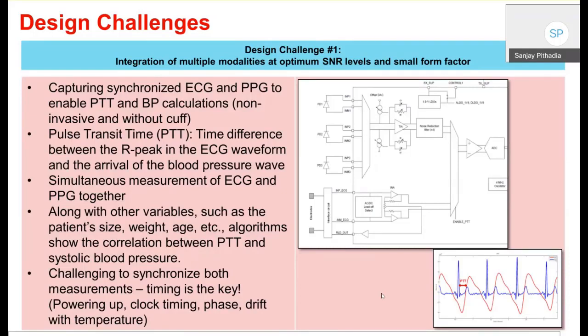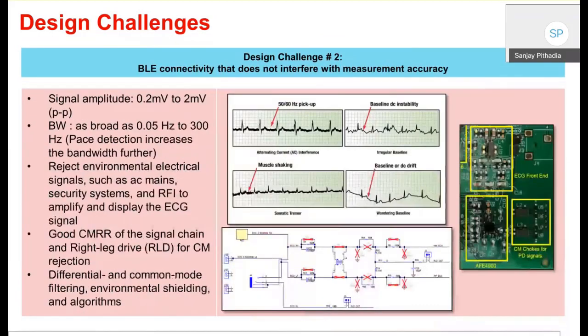The second thing is that in spite of the BLE connectivity being on the board, we have taken care of a lot of layout-related issues, a lot of common mode signal filtering. We have put chokes on that. The ECG front end and the Bluetooth low energy device are on different layers. So we make sure that we have enough ground layers and power layers in between to make sure there is no interference, and we have good signal capture from this reference design.